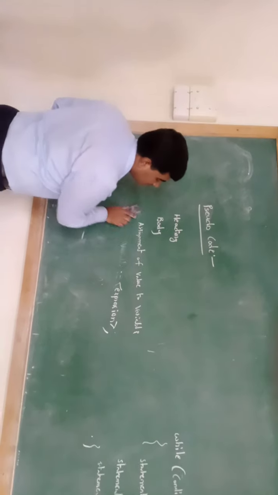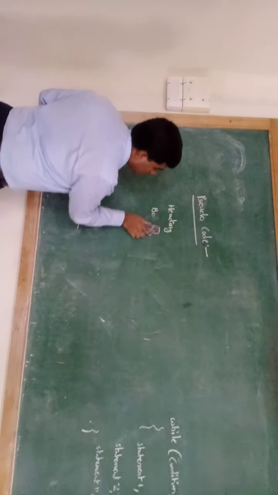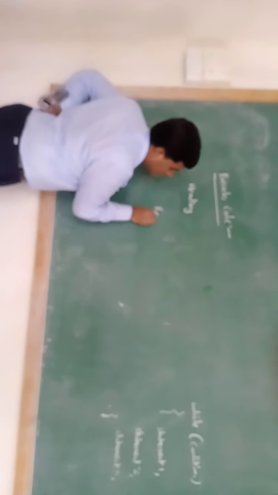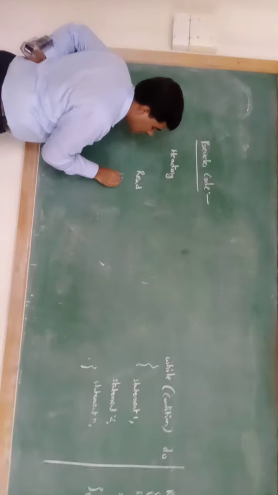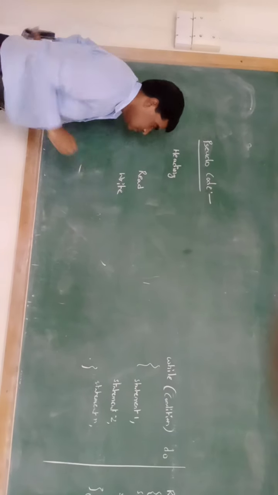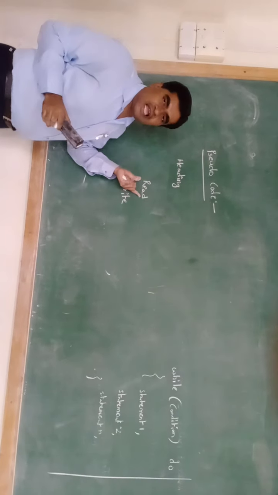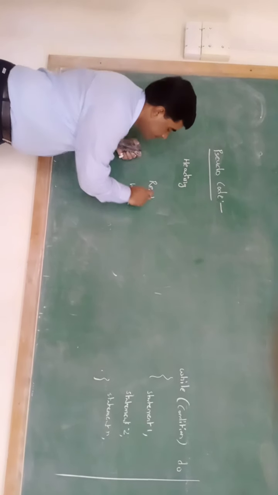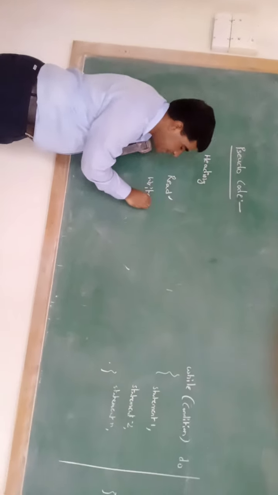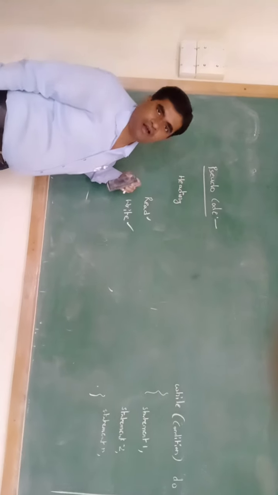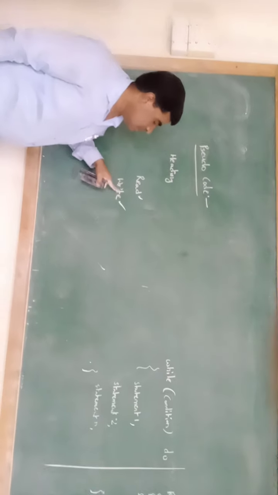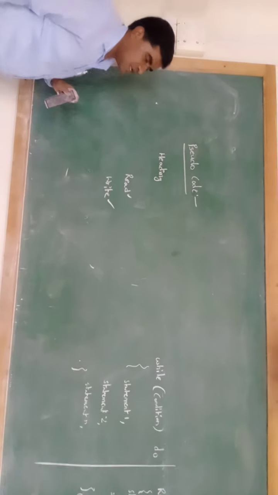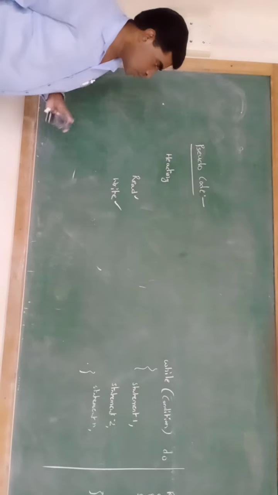Next, input and output are represented with read and write operations. In C language we use scanf; instead of scanf we use read. We use printf in C; instead of printf we use write. So these are the steps involved in writing pseudocode.